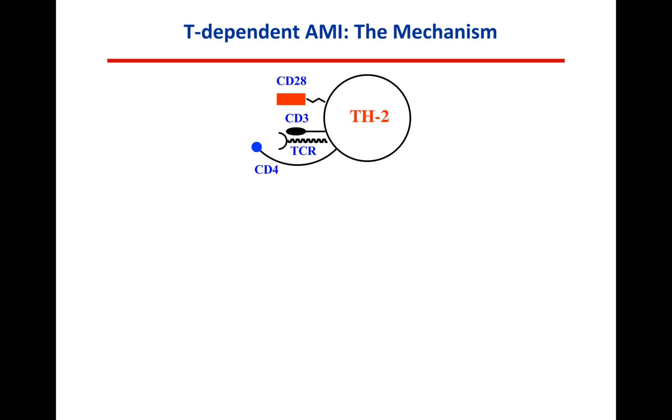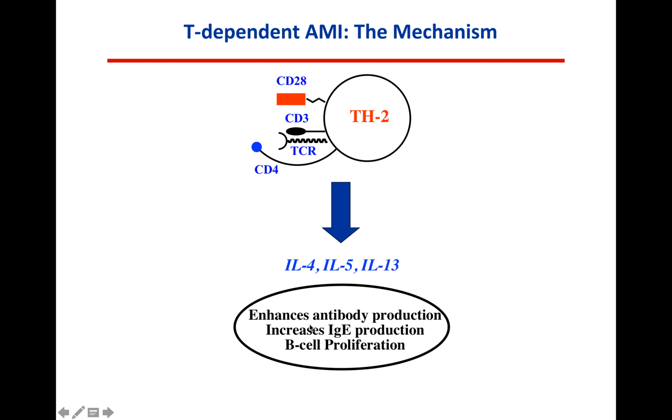Th2 cells are critical because they are the ones necessary for antibody production and the increased antibody production, as well as B cell proliferation. They can produce IL-4, IL-5, and IL-13. These are activators, chemical signals, peptide signals that can be produced by them and are important in the next steps of the process.